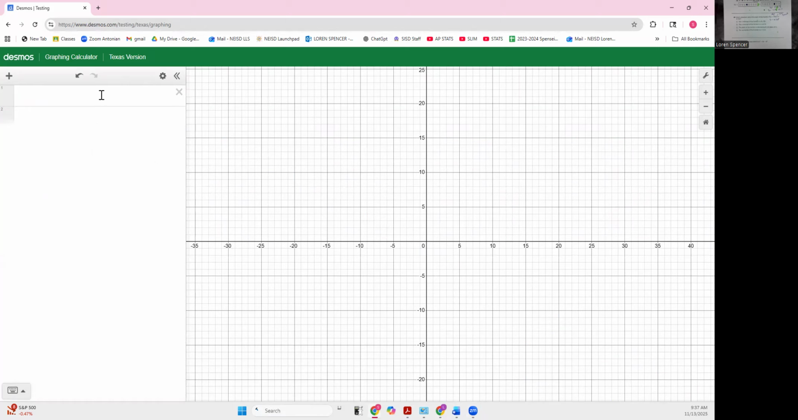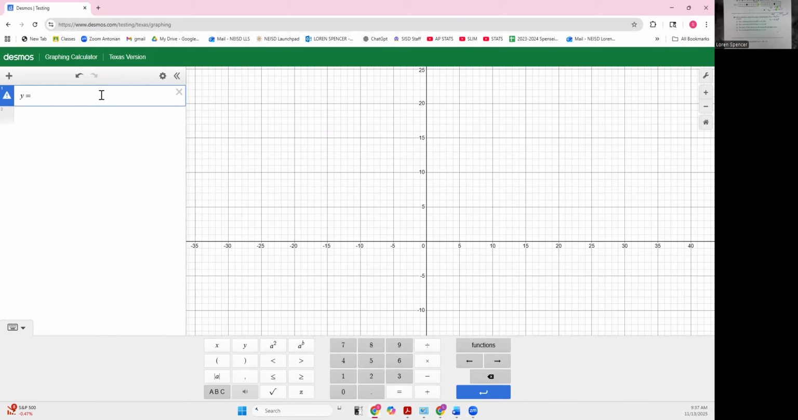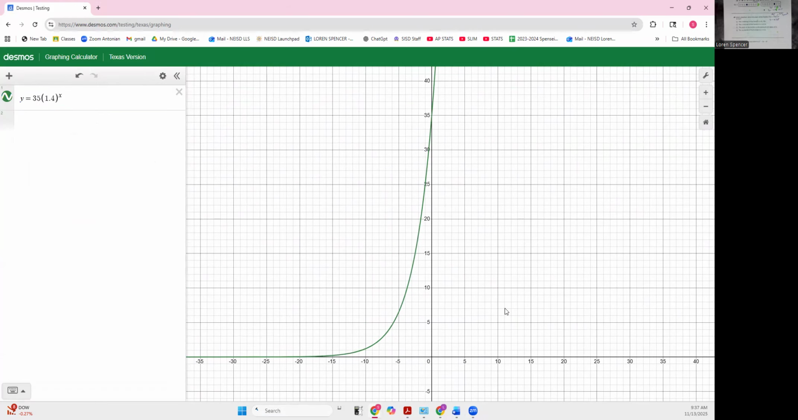We're going to plug this into Desmos and see what this looks like. So we have y equals 35 parentheses 1.4, and we're going to press the AB button and X, and sure enough we cross at 0, 35. So the y-intercept is 0, 35. That's true. The x-intercept is 1.4? No, we never get that. We have an asymptote, so we never cross the x-axis.